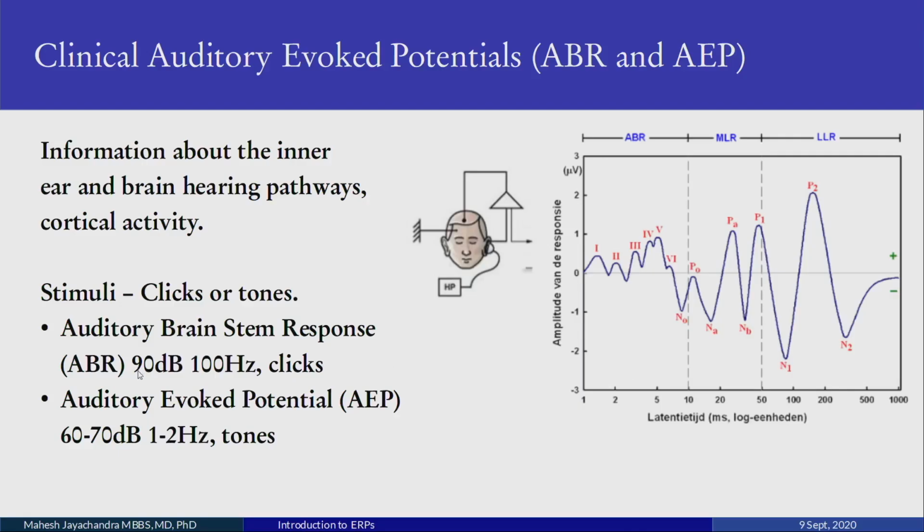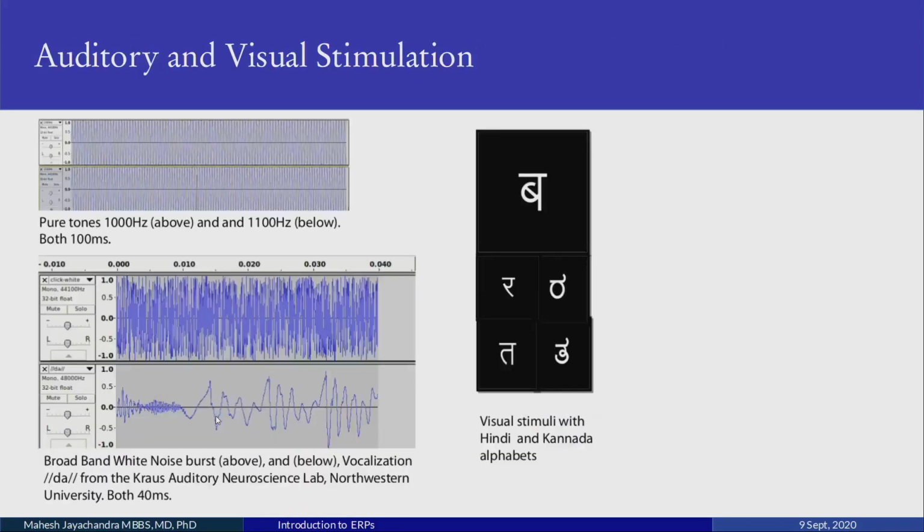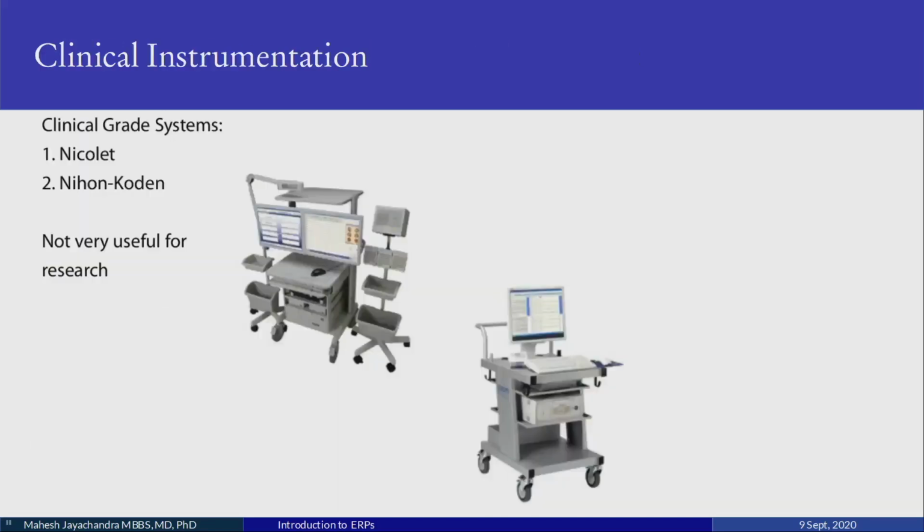The stimuli are typically clicks for auditory brainstem responses at 90 dB and 100 hertz, or for the auditory evoked potential you have tones, tones of 100 millisecond duration, usually about 65-70 dB. And these tones should have on ramps and off ramps, otherwise if they are abrupt, when you do FFTs you might get edge effects.